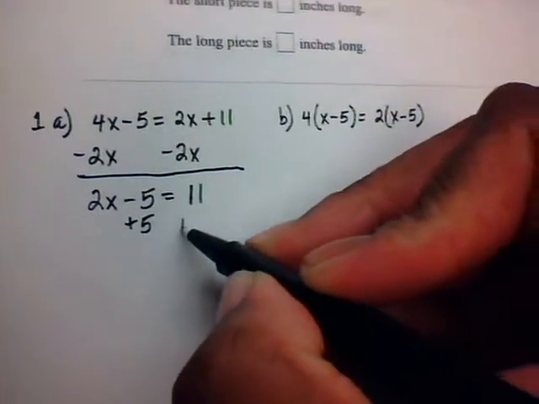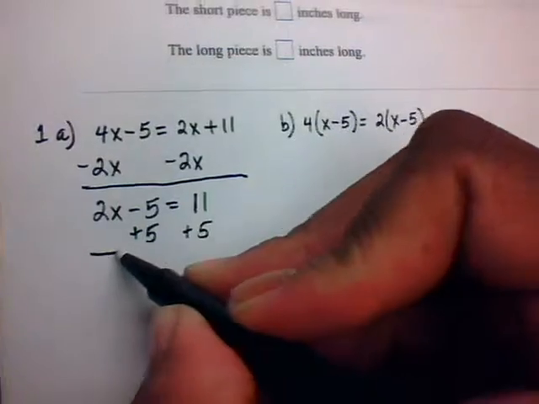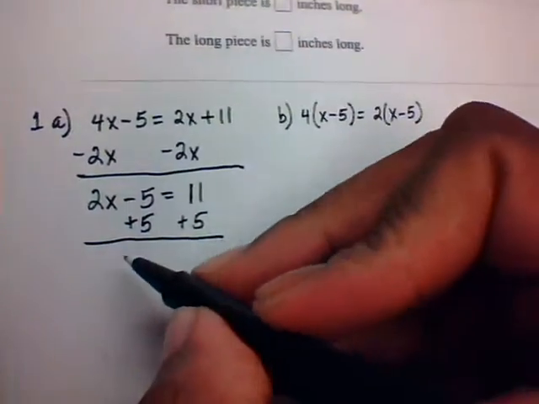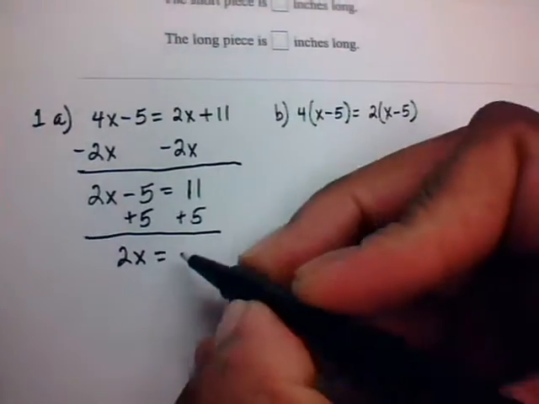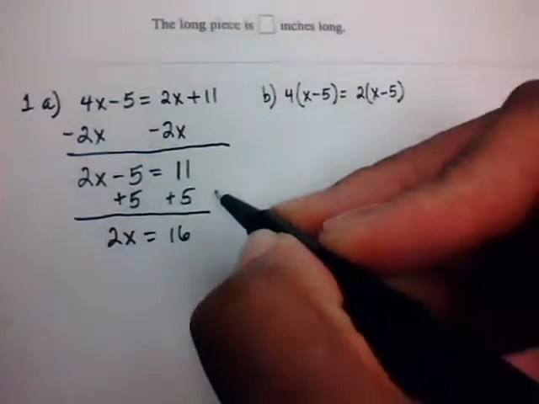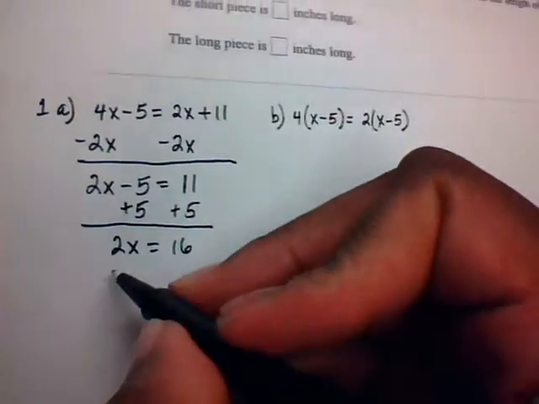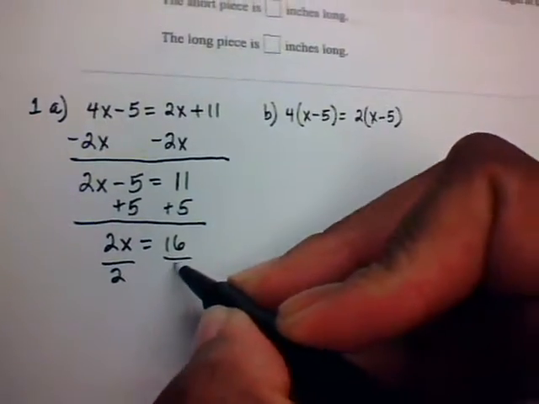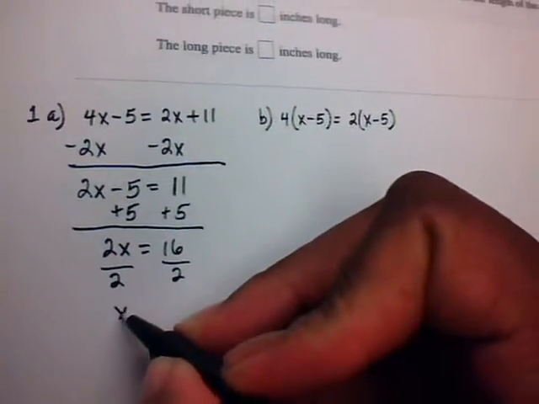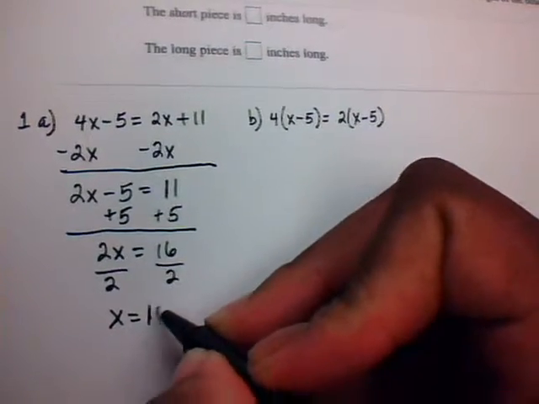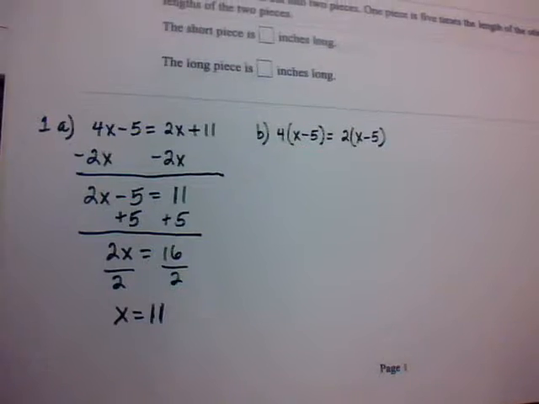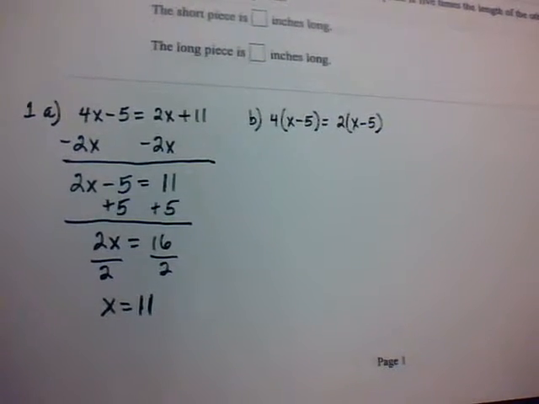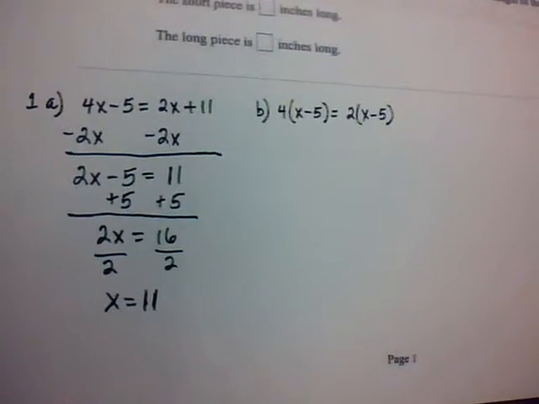Then to get the numerical terms on one side, or to get that 2x by itself, we need to add 5 on both sides since we're subtracting 5. So now you'll have 2x is equal to 16. And then divide both sides by 2. We'll have x is equal to 8. So x equals 8 is the solution to that particular equation.